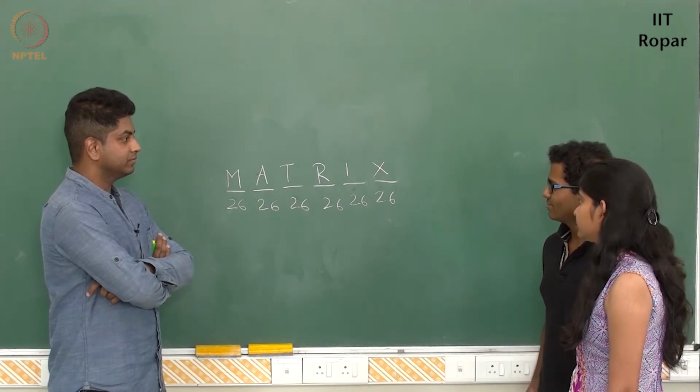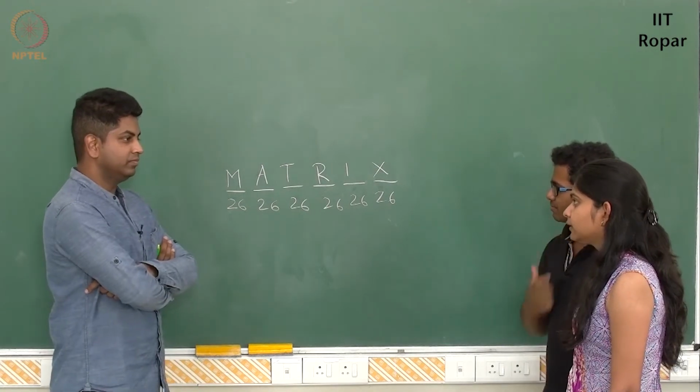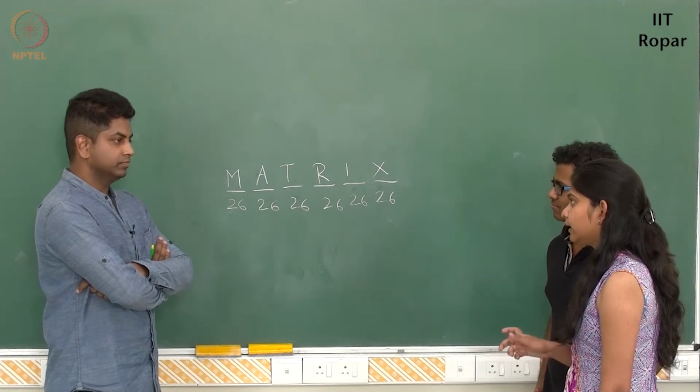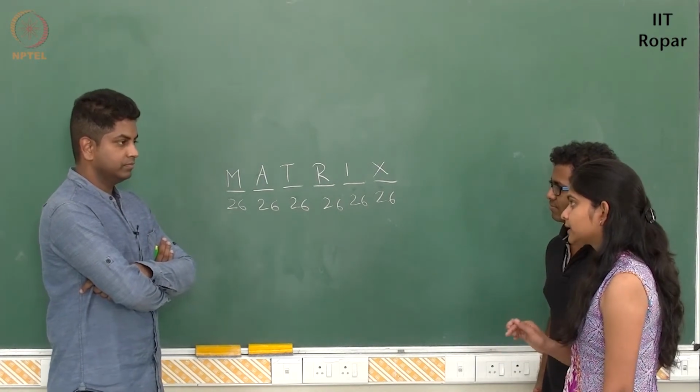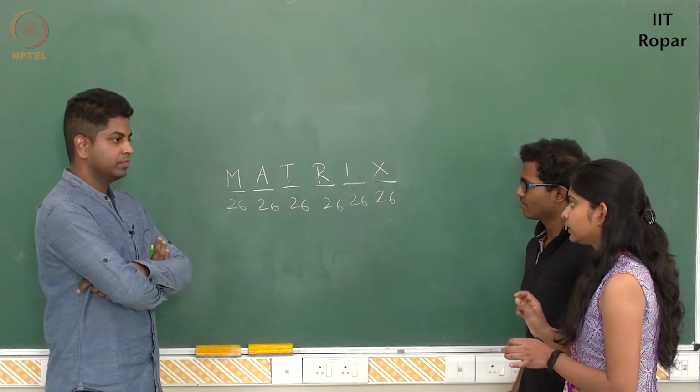It would be easy to code. Easy to code. How will you start off? What will you do? I'll take an array, and the size of the array will be the number of characters present in the movie name.